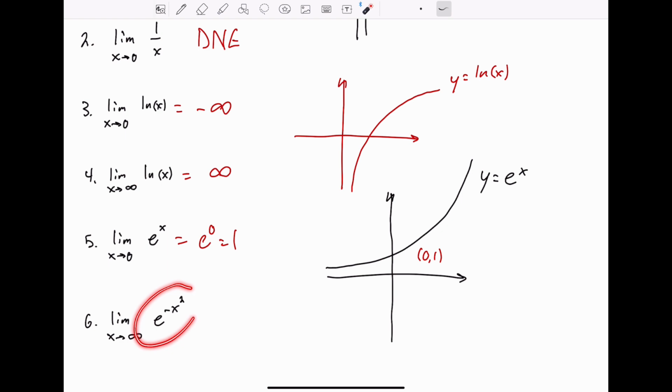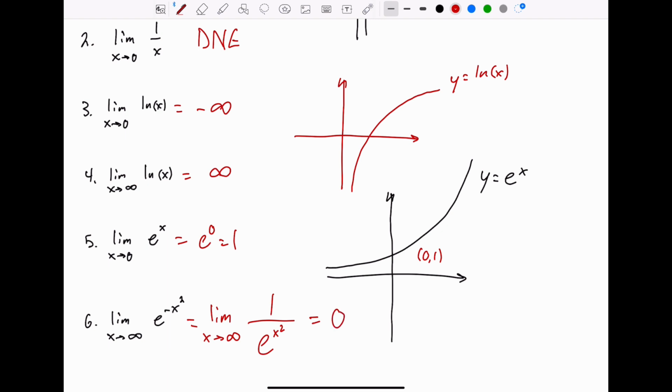Finally, let's think of example 6. Here, I wouldn't expect that we could draw the graph of e to the negative x squared. This would be a little bit trickier. But let's think of what happens as x approaches infinity for this function. The negative exponent, I think, makes it a bit trickier. So I think it's easier to write this as the limit, as x approaches infinity, of 1 divided by e raised to the x squared. Now, as x gets larger, e to the x squared also gets larger. So this denominator is getting bigger and bigger and bigger as x goes to infinity. We have 1 divided by larger and larger and larger numbers. The net result is 0.